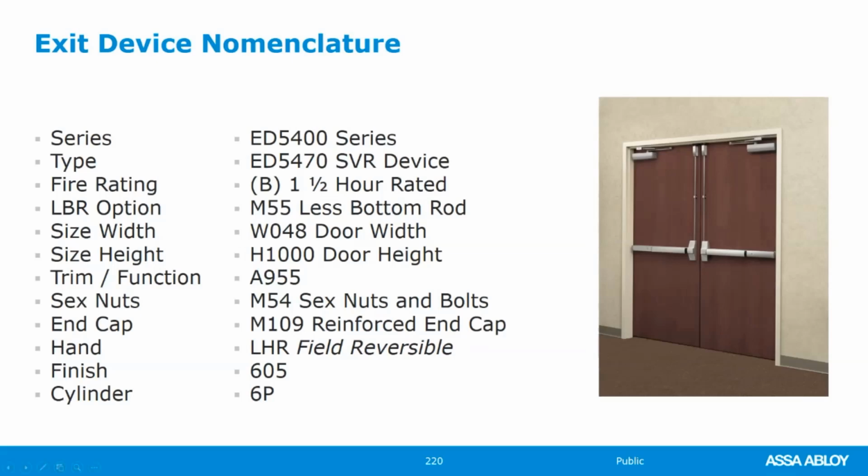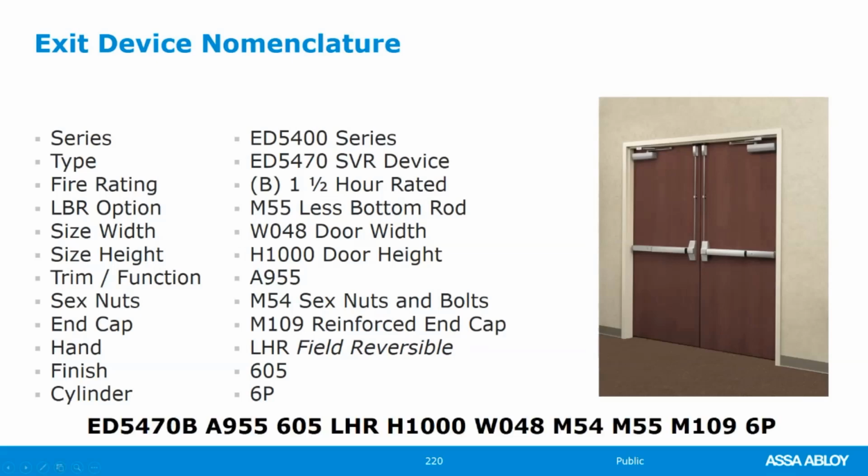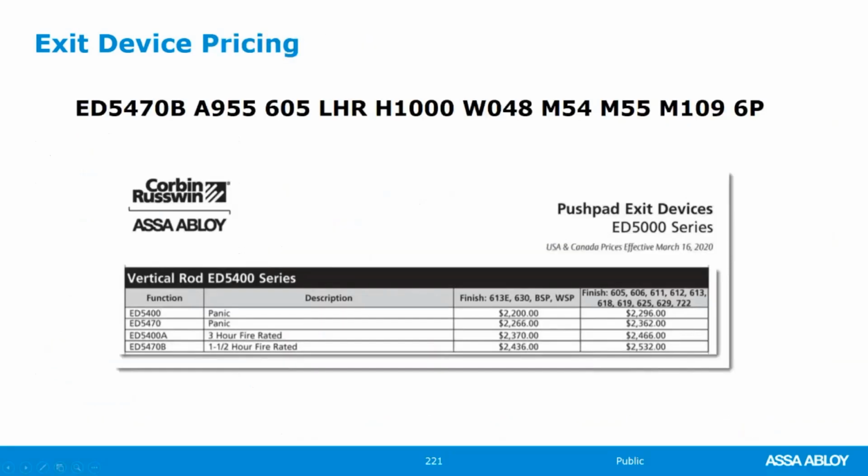Let's go ahead and put all these numbers together. We had an ED 5470B by A955 in 605, left-hand reverse, H1000, W048, M54, M55, M109, 6P. All of those options will be additions to the price. So let's go ahead and get into our price book. I'm on page 279. That's where our exit devices are.